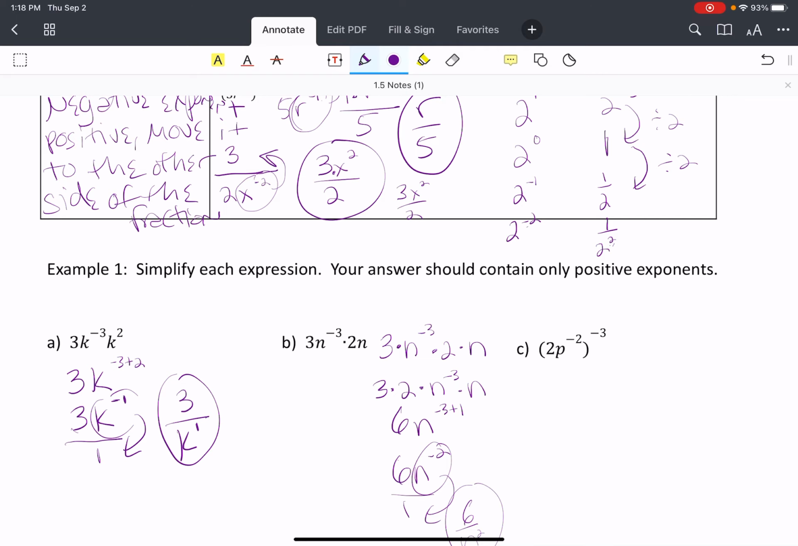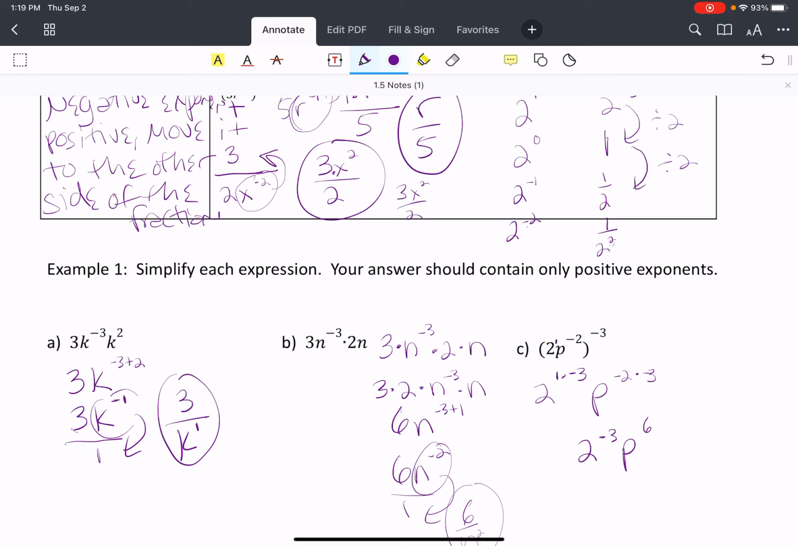Okay, so first I want to make sure on C I can see my exponents. The rule when I have an exponent term raised to another exponent term is I multiply the exponents by each other. Not the numbers, the exponents by each other. So I'm doing 1 times -3 and -2 times -3. So 2 to the -3, p to the +6.